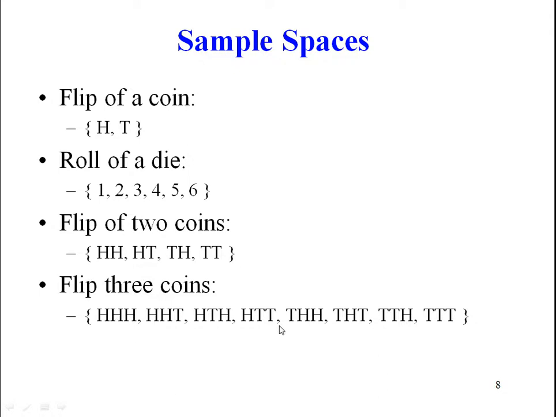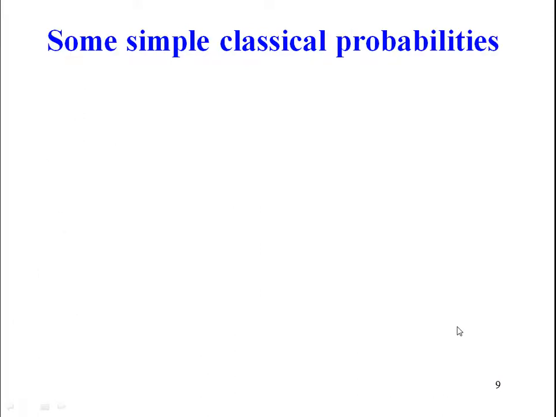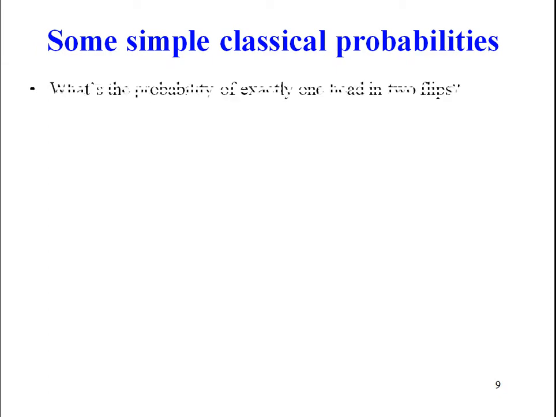And you can get your sample space like this, and there's 8 events. Heads, heads, heads; heads, heads, tails; heads, tails, heads; heads, tails, tails; and now put a tails in front of them all. So there's your sample space. Okay, so some simple probabilities.